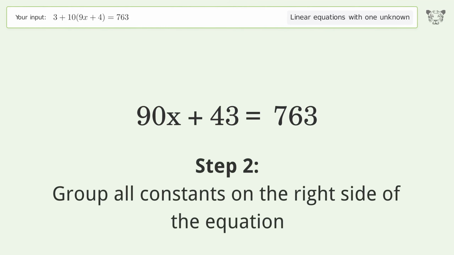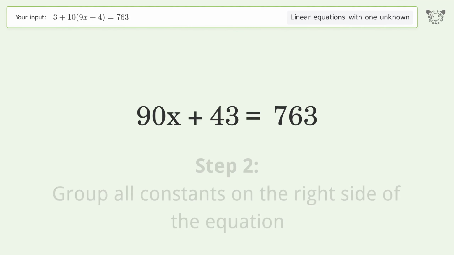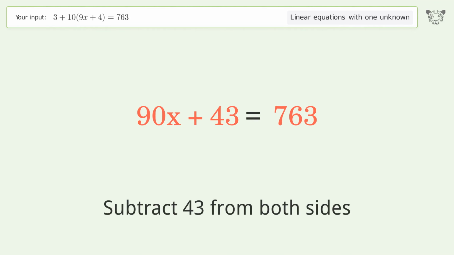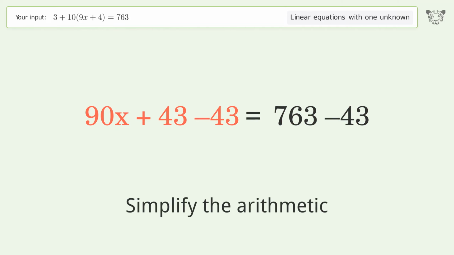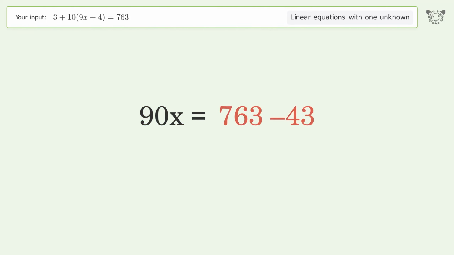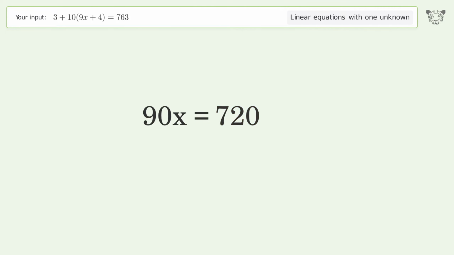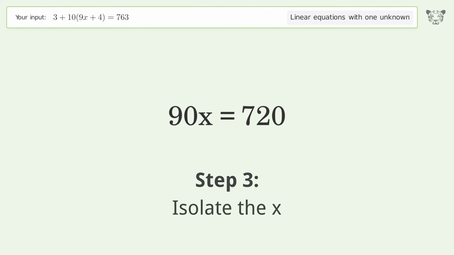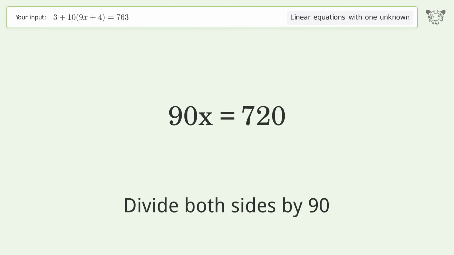Group all constants on the right side of the equation. Subtract 43 from both sides. Simplify the arithmetic. Isolate the x. Divide both sides by 90.